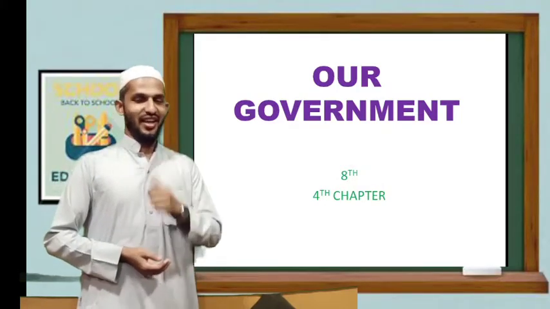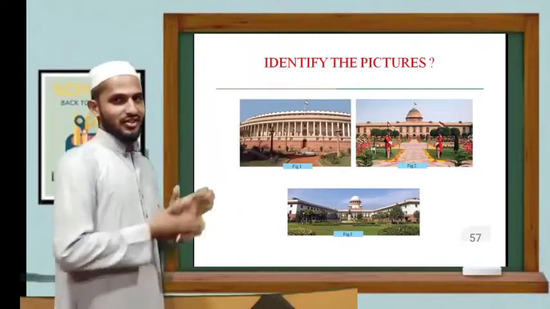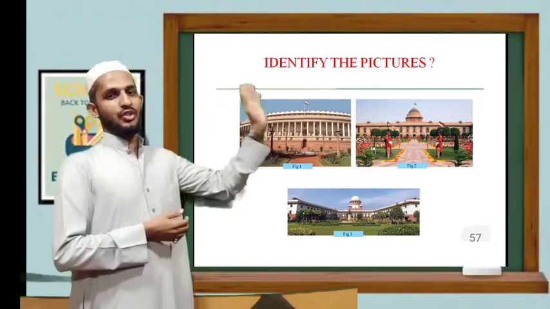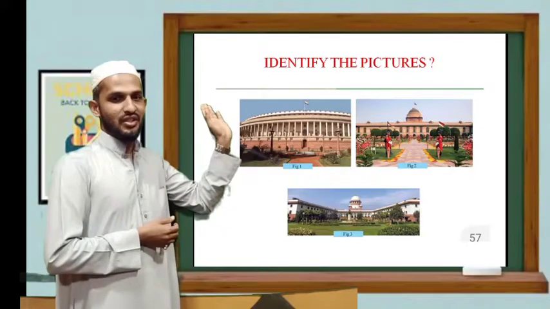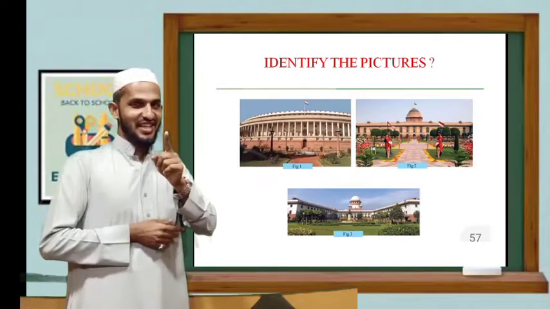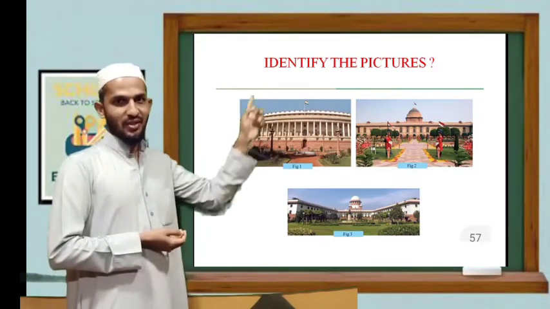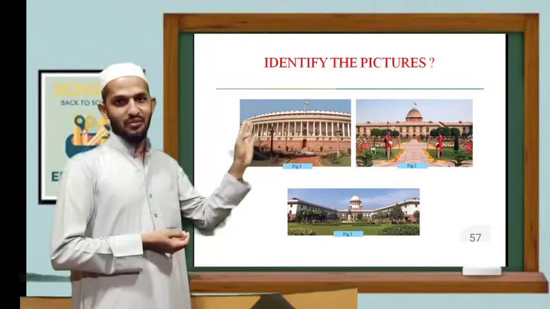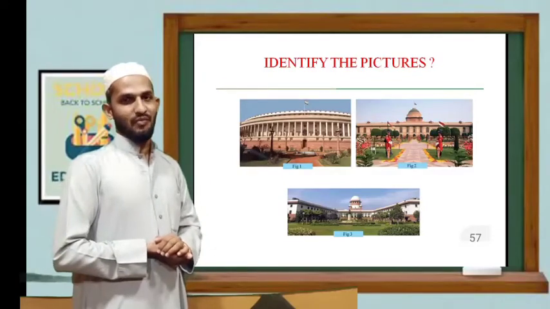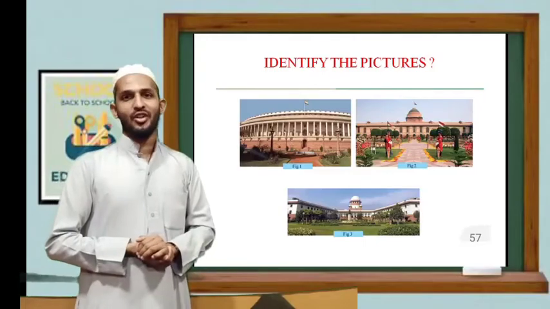Okay, are you ready? Yes. So, I show you here three pictures of our great nation. You can see figure 1, figure 2 and figure 3. Can you guess what is figure 1? What does it represent? Yes, that is the Parliament of our nation. And the second one? Second and third one you may have seen a similar photo. But what is the second one? Yes, that is Rashtrapati Bhavan, the President's house. And the third one? Yes, that is our Supreme Court.